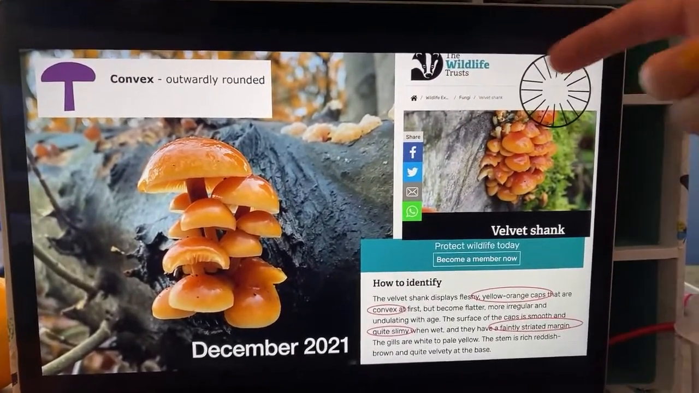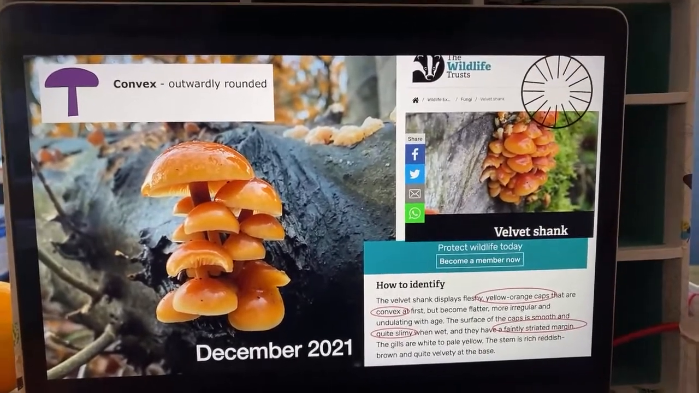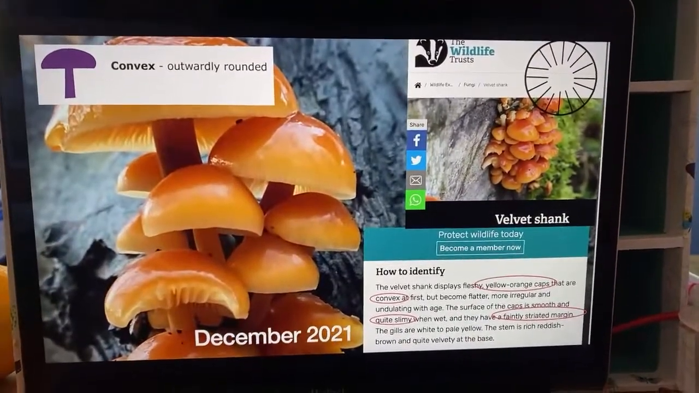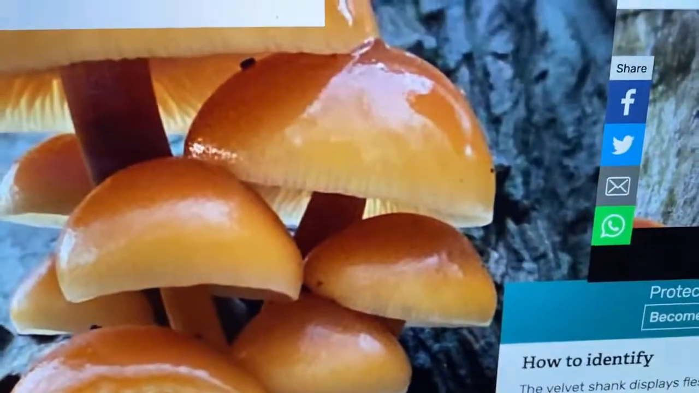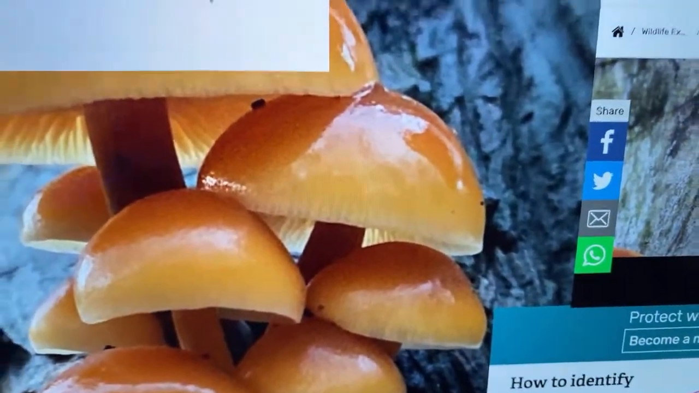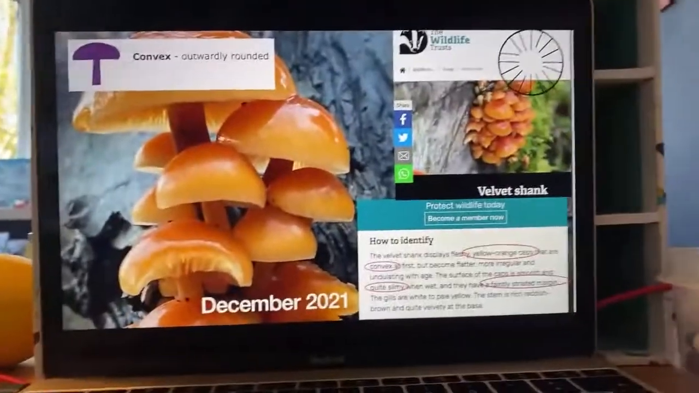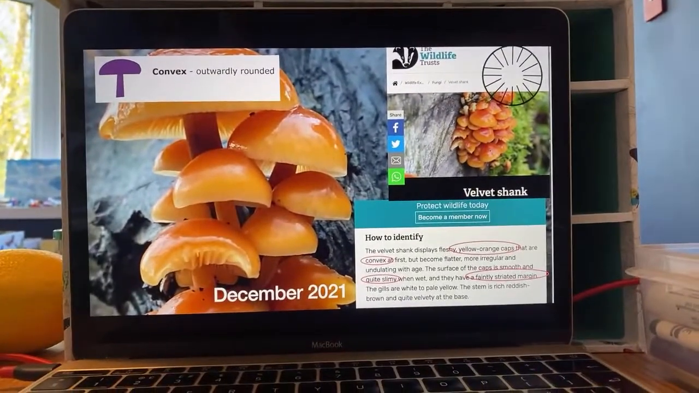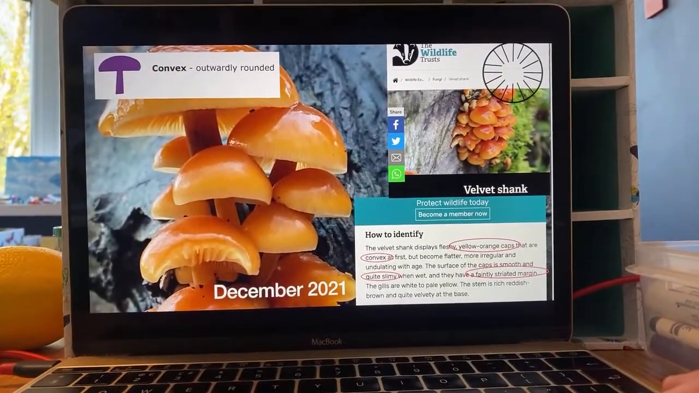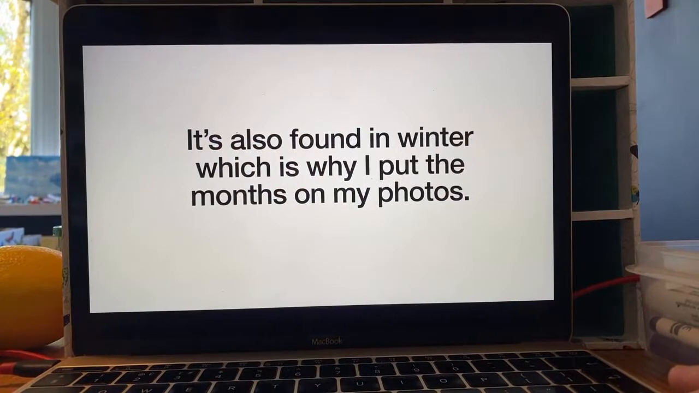Striated is the one with all the little lines coming in. And when I zoomed in on the photo, I thought, oh, yeah, they have, haven't they? Look, can you see that? Faintly striated. So I'm pretty sure now that it is the velvet shank. You can look out for those if you're watching live in a few months. It's also found in winter, which is why that's very important. Luckily, my phone had just told me what month I'd taken these photos, or I wouldn't have known.